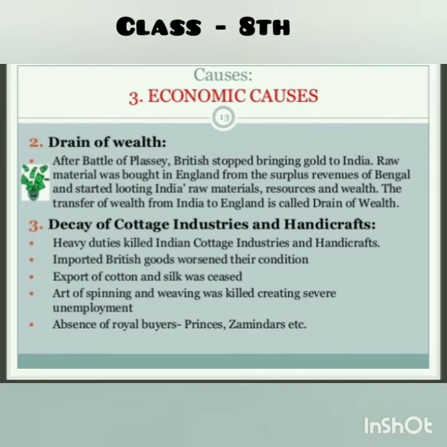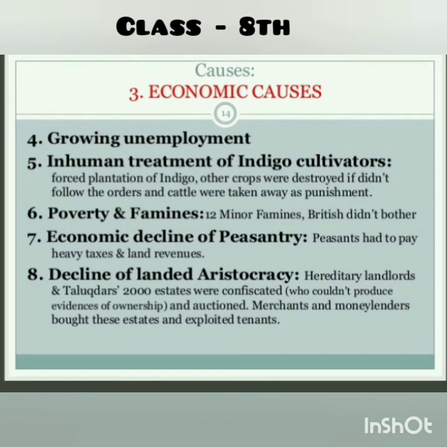Then absence of royal buyers, princes and zamindars. There were no royal buyers because the raw material was directly purchased by the Britishers, and the other people were forced to purchase only the manufactured goods. The fourth economic cause, growing unemployment. Then, fifth economic cause, inhuman treatment of indigo cultivators.